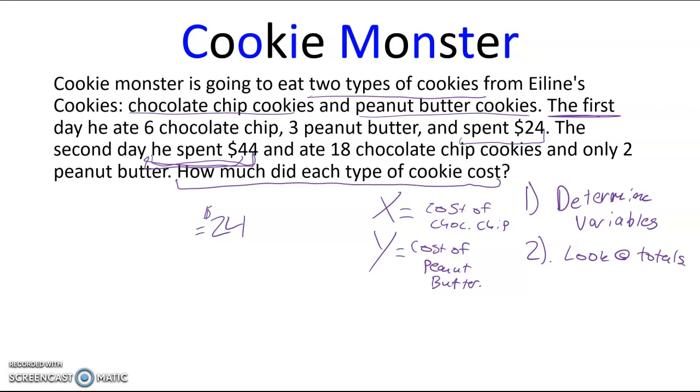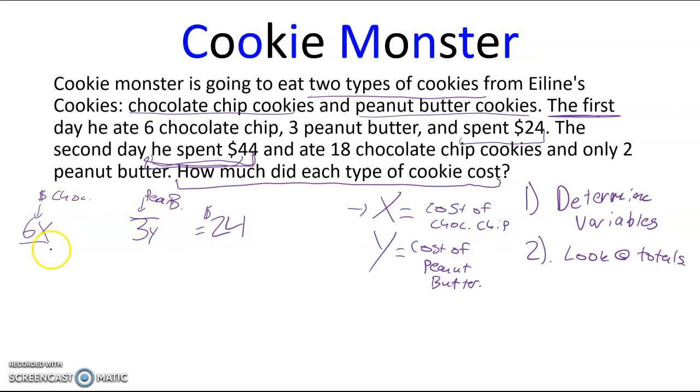Again, we don't know how much the chocolate chip cookies cost, but we know that he ate 6 times x, that's the amount of money he spent on chocolate chip cookies that day. And then he also spent 3 times y on the peanut butter. All right, PB right there. Again, we don't know how much these cost, but we know that on that first day, he bought 6 chocolate chip cookies and 3 peanut butter cookies.